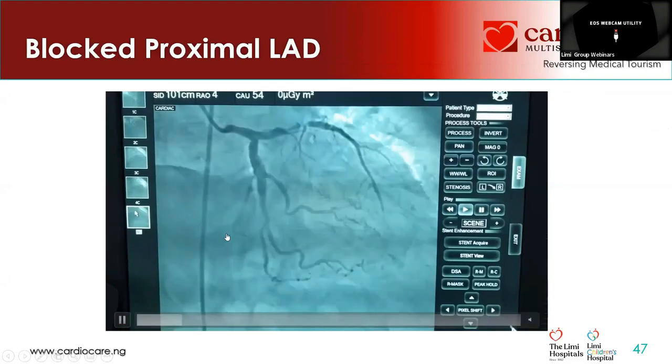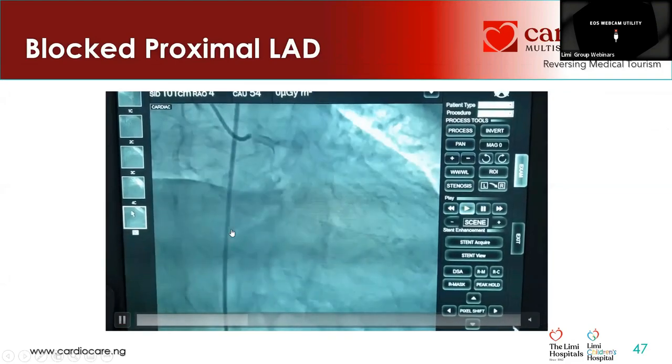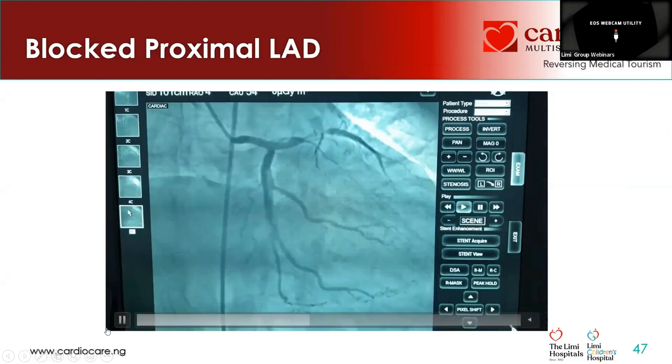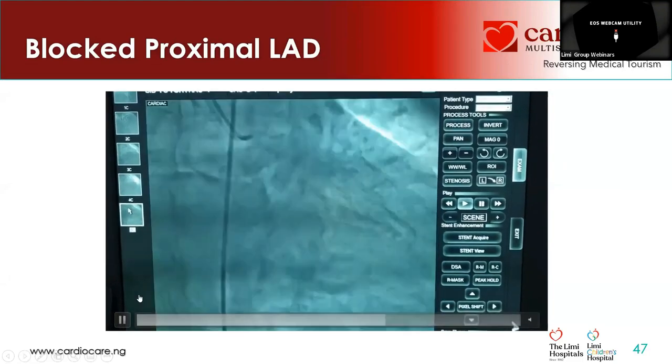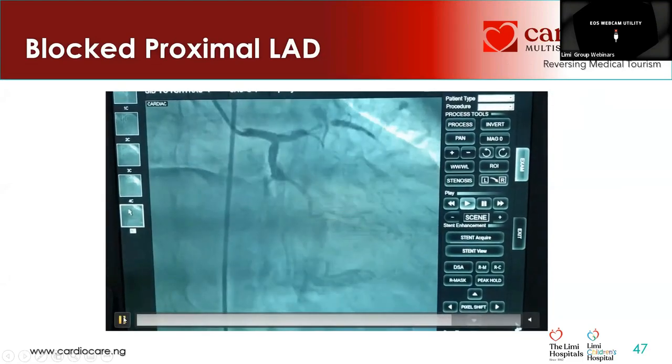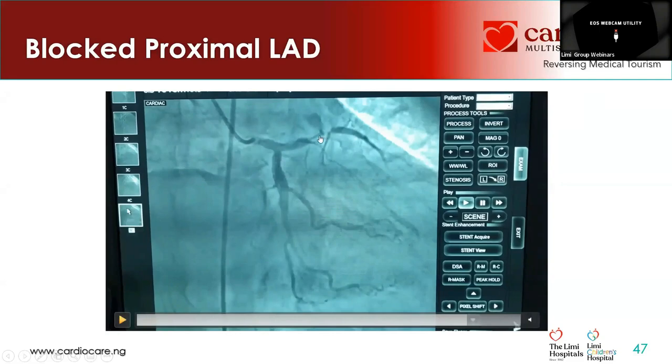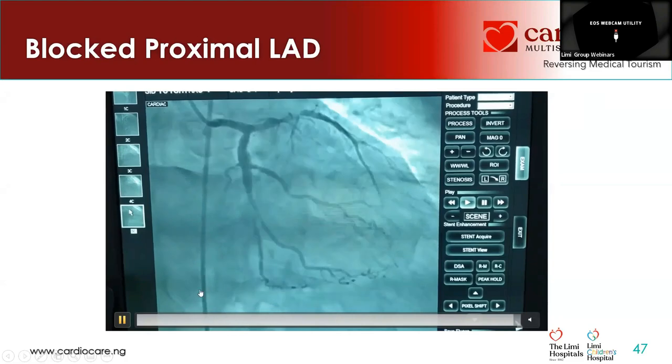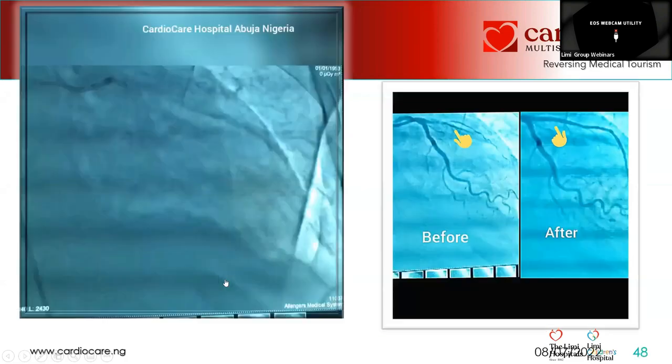You can see another case. This was for a 42-year-old computer engineer. He did not know he had diabetes, and then he came in with a heart attack. This is one of the few cases that we're able to manage on time. And you can see the blockage right there. That's one of the cases that we managed.